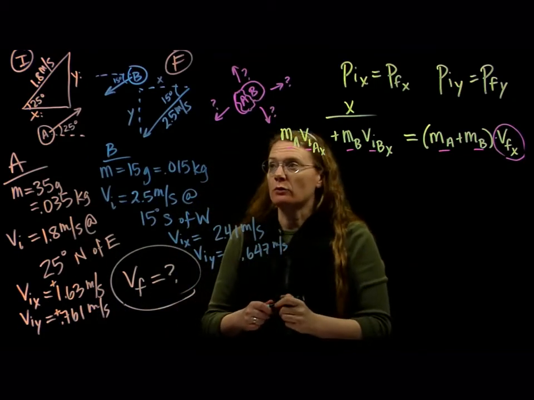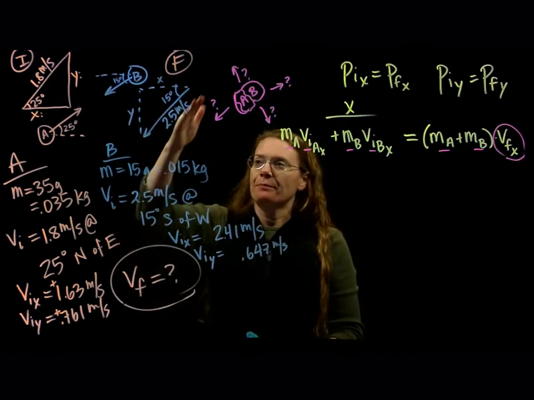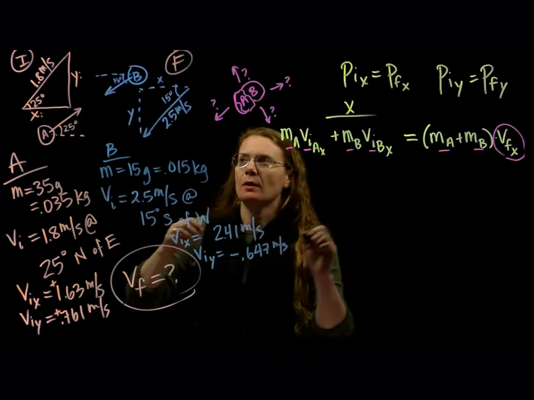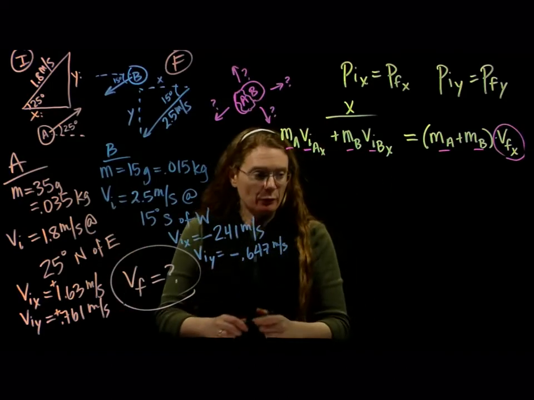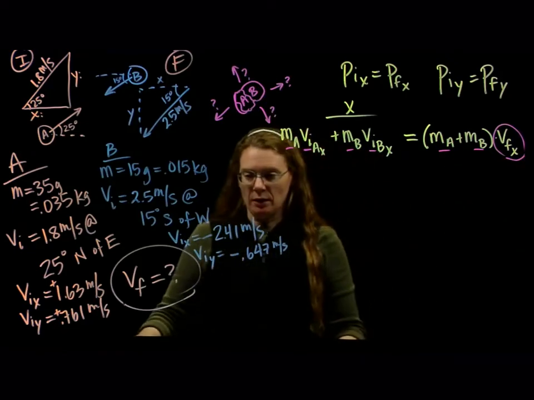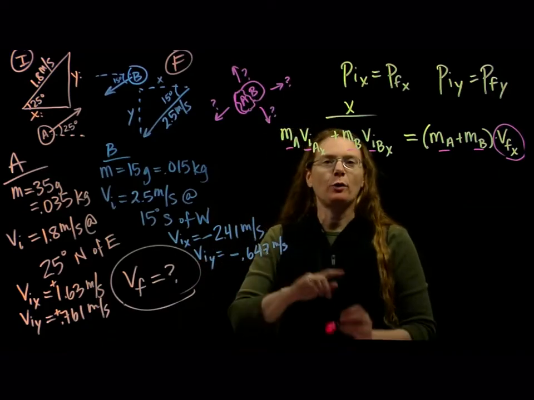Again, we have to take into account direction. Momentum is a vector. We're going down and to the left. Down means negative y. Left means negative x. Okay, now I can do this. For now, all I care about is the x direction. So I'm going to be using the 1.63 and the negative 2.41.